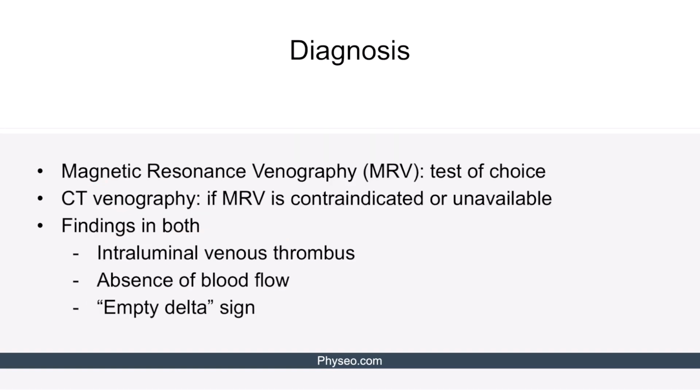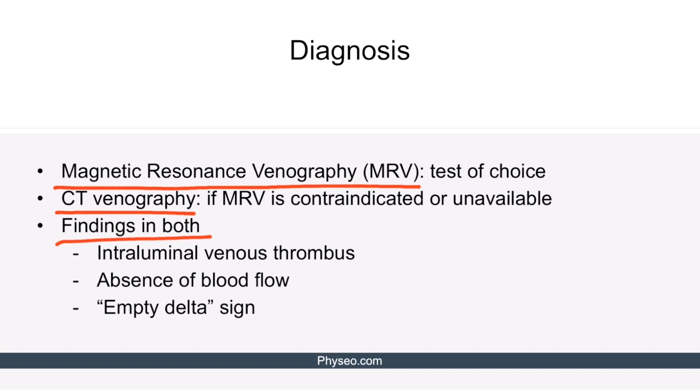Let's talk about the diagnosis of cerebral venous thrombosis. Magnetic resonance venography, MRV, is the test of choice due to its high sensitivity. CT venography can also be performed if magnetic resonance venography is contraindicated or unavailable. Findings in both studies include intraluminal venous thrombosis, absence of blood flow in the affected sinus, and the empty delta sign.